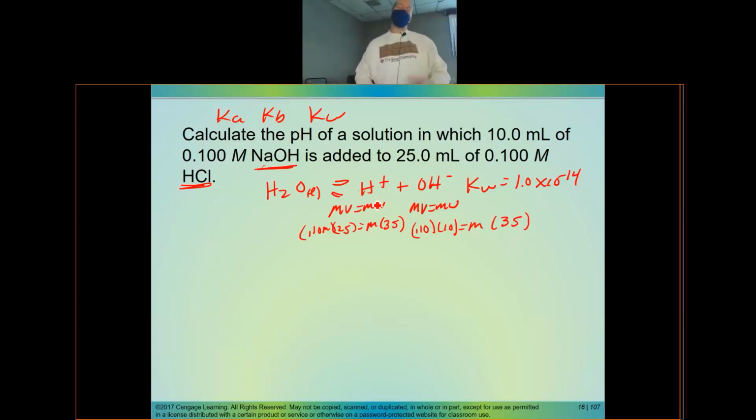Note, molarity is always molarity, but volume can be any units. It just has to be the same on both sides. All right, and so I just stick with the milliliters. If you want to convert it to liters on both sides, you will get exactly the same answer. So you take your 0.1 times your 25, divide by 35. For your H plus, you have 0.0714. All right, and then you take your 0.1 times 10, which is 1, and divide that by 35, and you get 0.0286.